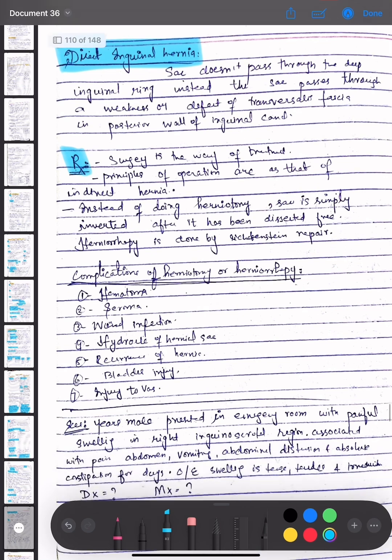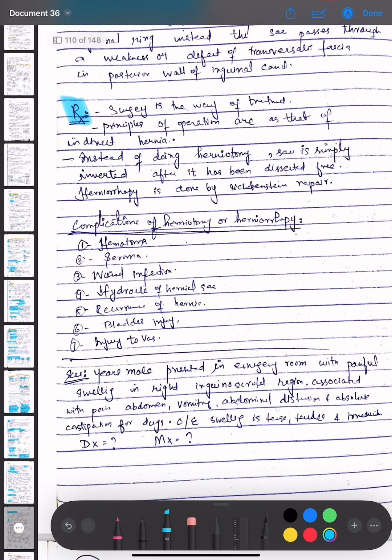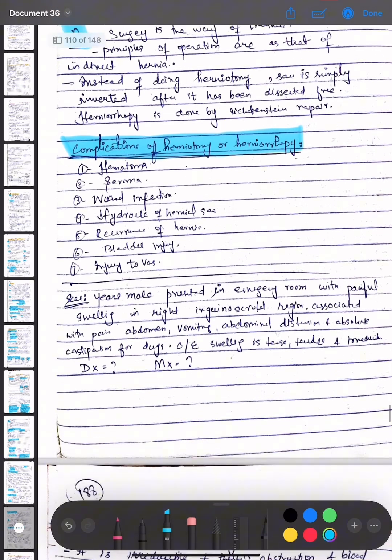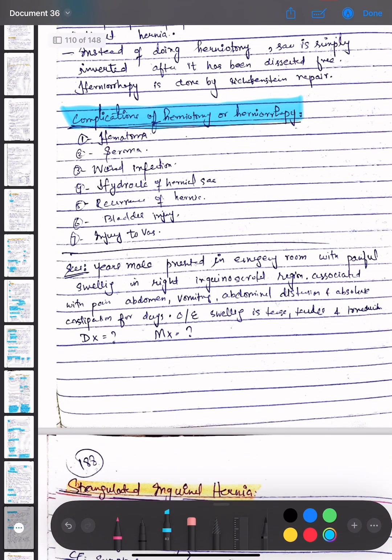The complications of herniotomy or herniorrhaphy are hematoma, seroma, wound infection, hydrocele of the hernial sac, recurrence of the hernia, bladder injury, and injury to the vas.